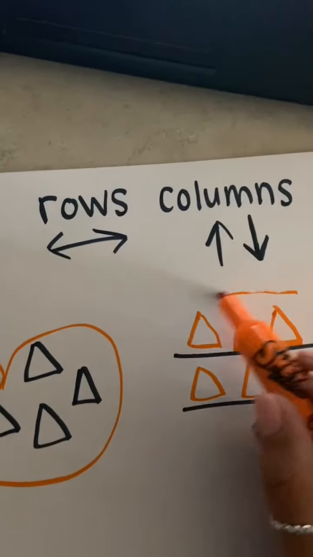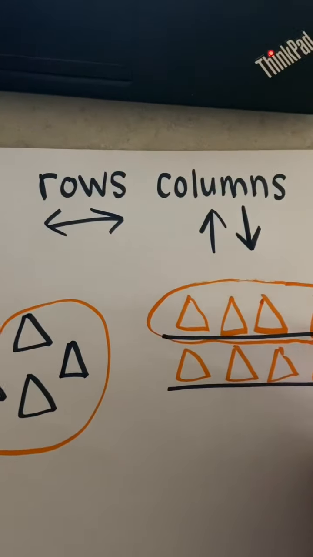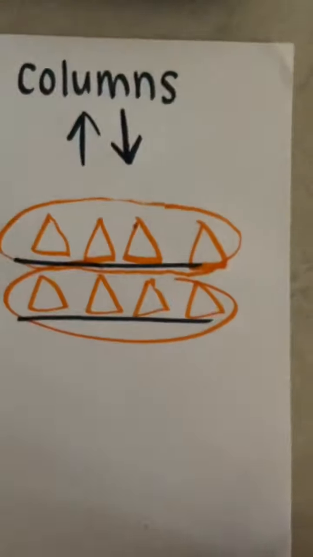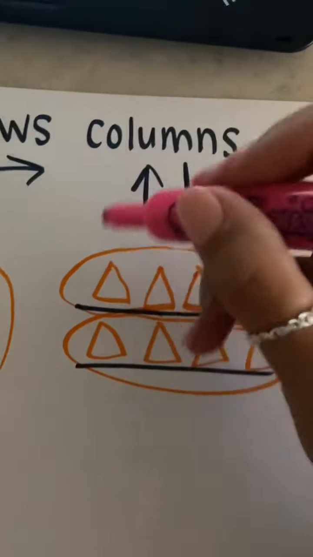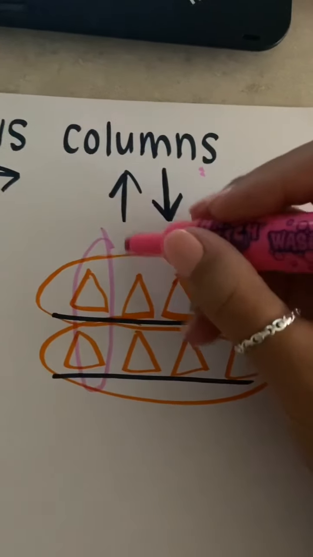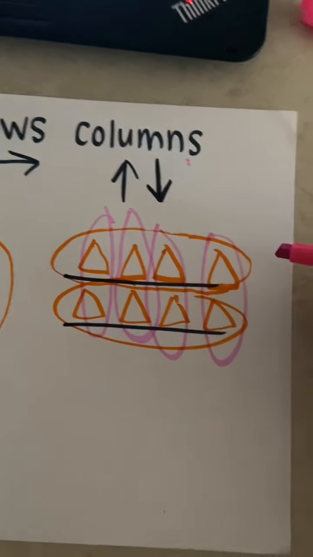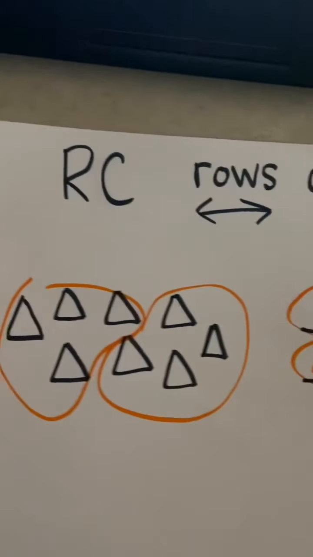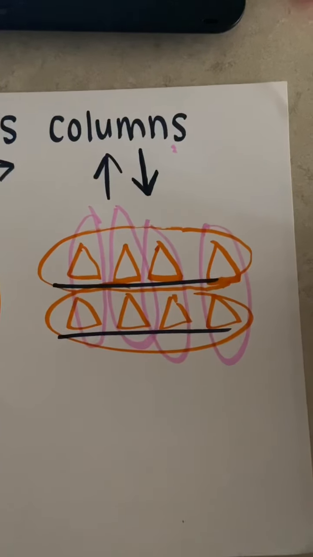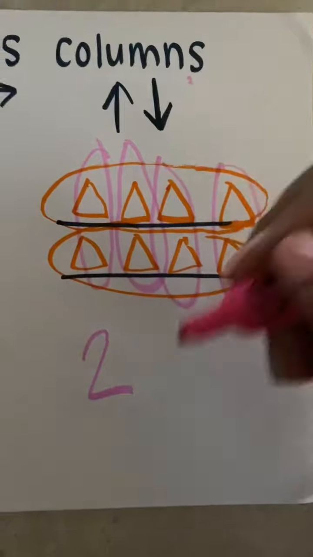So here's my rows. Circle, and circle. So we have 2 rows. If I wanted to see how many columns I have, columns come up and down. So I have a column here, here, here, and here. I have 4 columns with 2 in each, and I have 2 rows of 4. So RC is rows and columns. I have 2 rows and 4 columns.